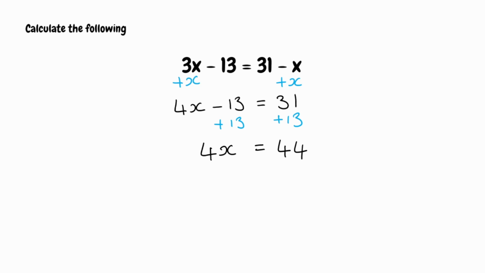So for our final step, we have to do the opposite of times by 4, which is to divide by 4. So I'm dividing the left-hand side by 4 and the right-hand side. So finally, we're going to be left with x on the left is equal to, and then if we do 44 divided by 4, that's going to give us 11. So our final solution to this equation would be that x is equal to 11. So well done if you followed along with those questions.